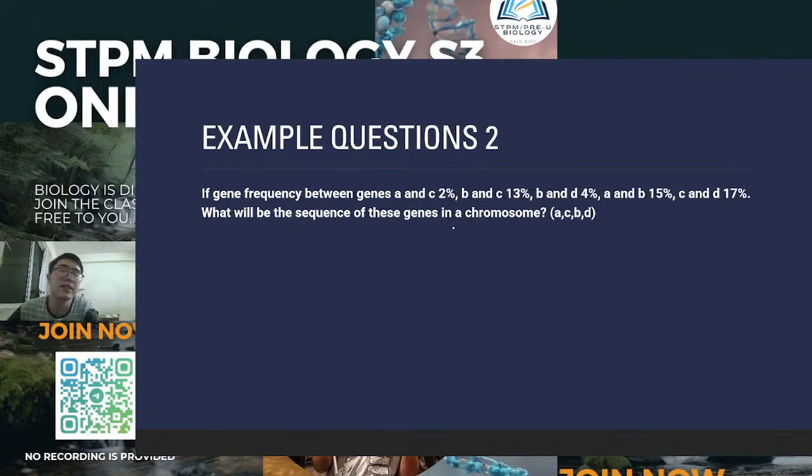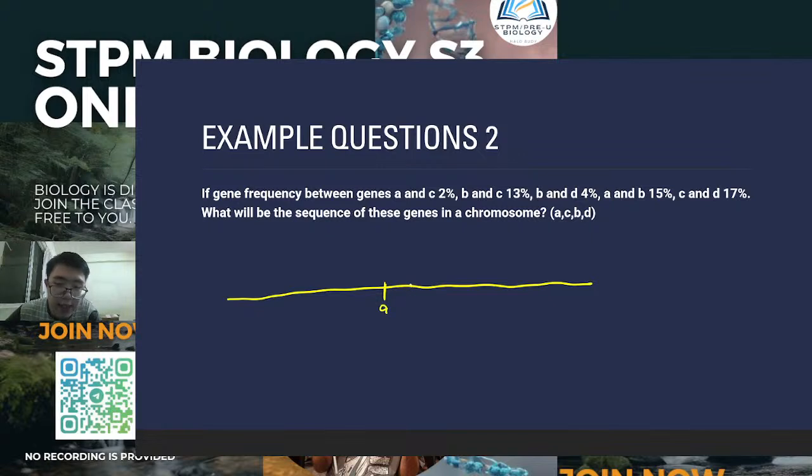Okay, so for question 2. Question 2 says that if the gene frequency between A and C is 2%, B and C is 13%, B and D is 4%, A and B is 15%, C and D is 70%. Wow, so many. You see there is a lot of information, right? So what is the sequence? It's the same: you draw the straight line first, and then choose the lowest first. So the lowest is A and C.